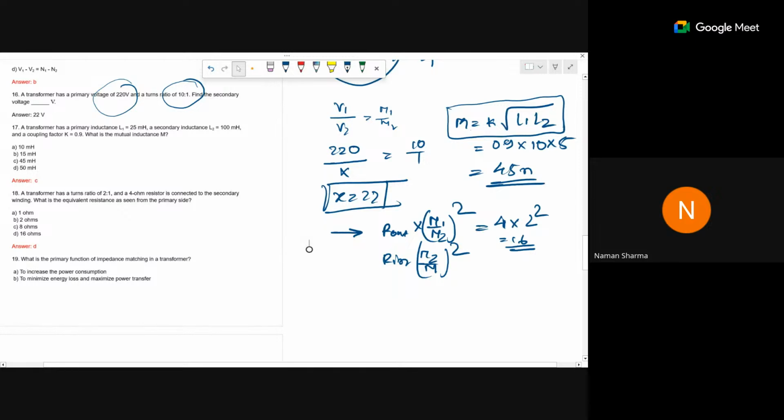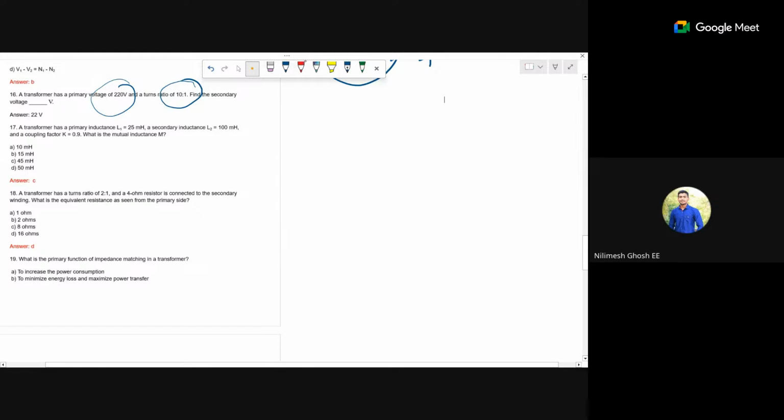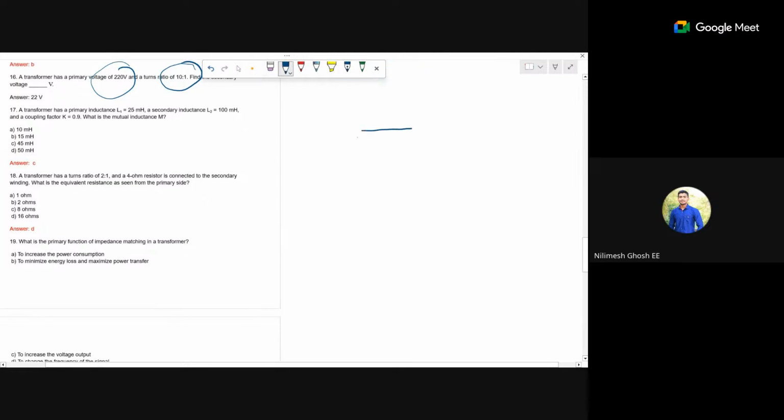Sir, can you please draw the diagram of this 18th question and explain? So this is 2:1 given. Here at output there is a resistance given, R equal to 4 ohm. And we have to tell what is the input impedance looking from here.